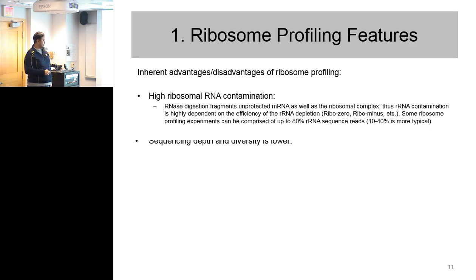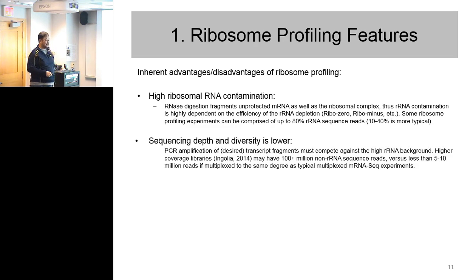Because of this, sequencing of your target mRNA competes with that of rRNA, and so your sequencing depth and diversity is usually much lower than you will see with mRNA-seq. Higher coverage libraries that I've seen published may have like 100, 150 million reads. And obviously multiplexing with ribosome profiling, because of these concerns, is an issue.